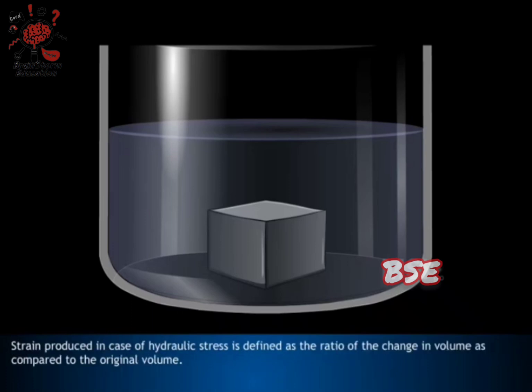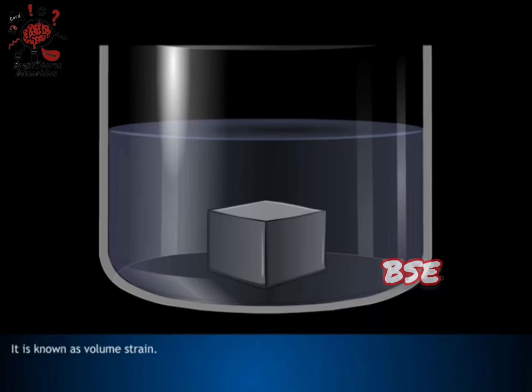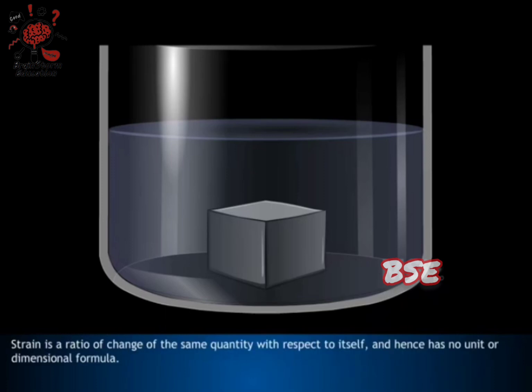Strain produced in case of hydraulic stress is defined as the ratio of the change in volume as compared to the original volume. It is known as volume strain. Strain is a ratio of change of the same quantity with respect to itself, and hence has no unit or dimensional formula.